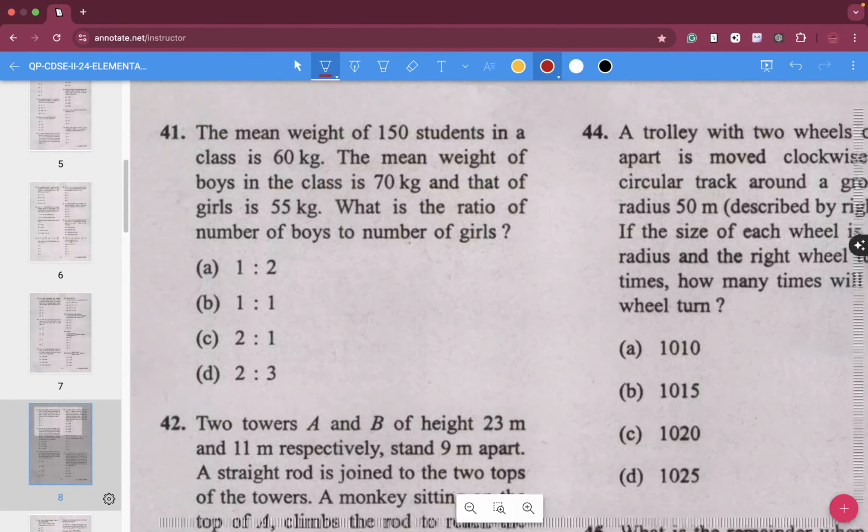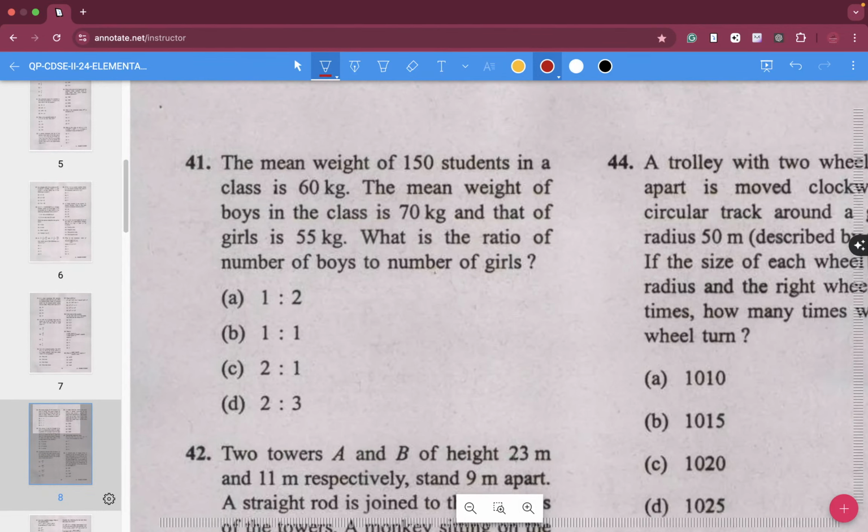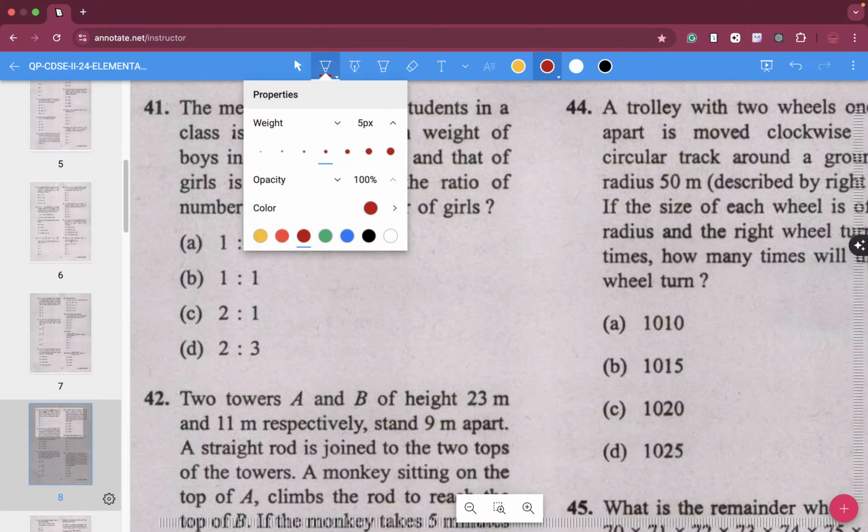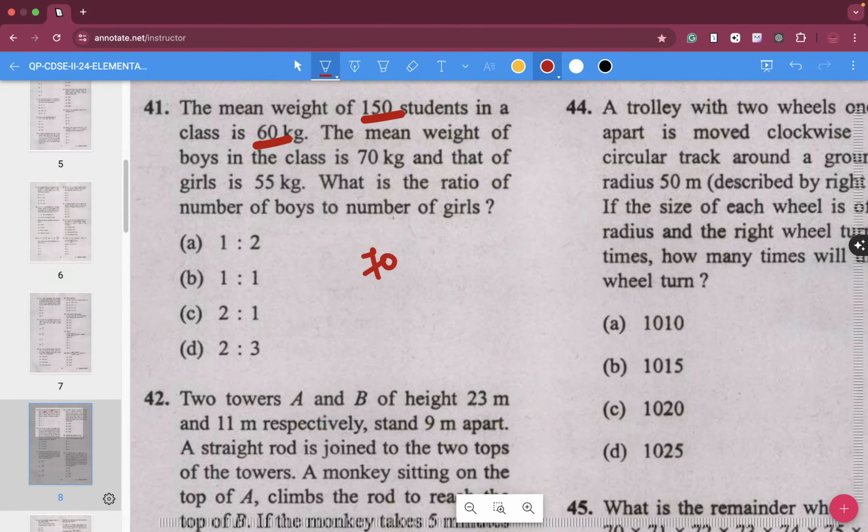It is saying the mean weight of 150 students in a class is 60 kg. The mean weight of the boys is 70 kg and that of girls is 55 kg. And the combined average is 60 kg. Then what is the ratio of the number of boys to the number of girls is what they are asking.